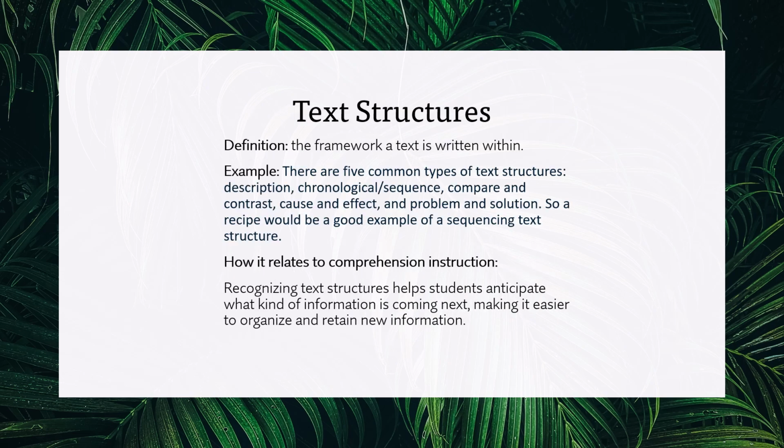For text structures, they are frameworks that a text is written within. There are 5 common types of text structures, including descriptional text, chronological sequencing, compare and contrast, cause and effect, problem and solution. For example, a recipe would be a sequencing text because you're going in order. First, add the flour. Second, add the eggs, and so on.